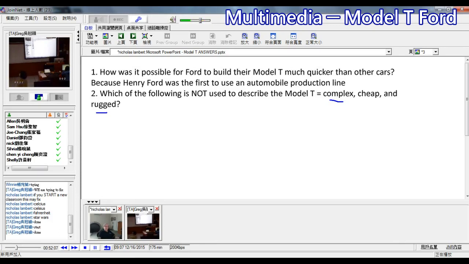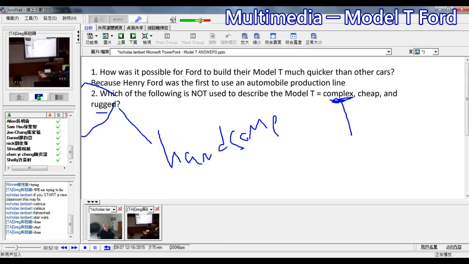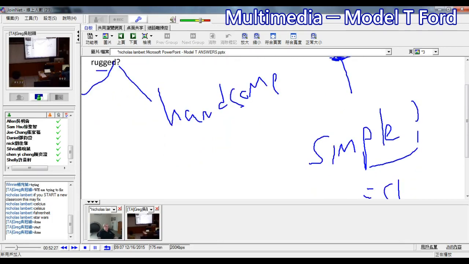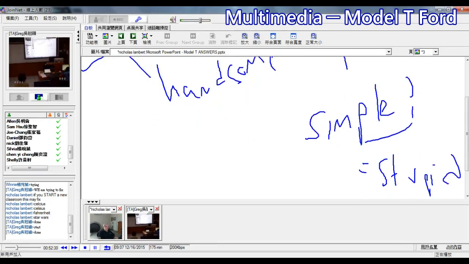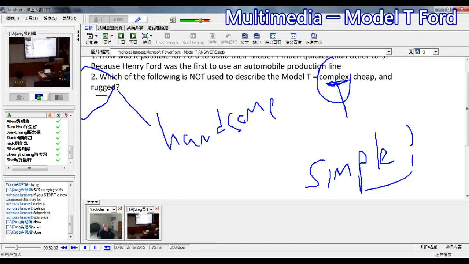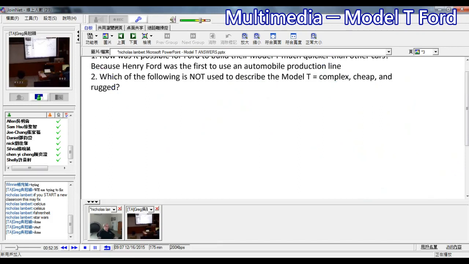No, actually. Rugged means you're handsome. Complex, it depends how you use it. But would you like to be called simple? No, simple means stupid. So complex, simple, rugged probably means that rugged is the outdoor type. Oh, really? So you're tall and strong and have a beard and carry ladies on your shoulder.